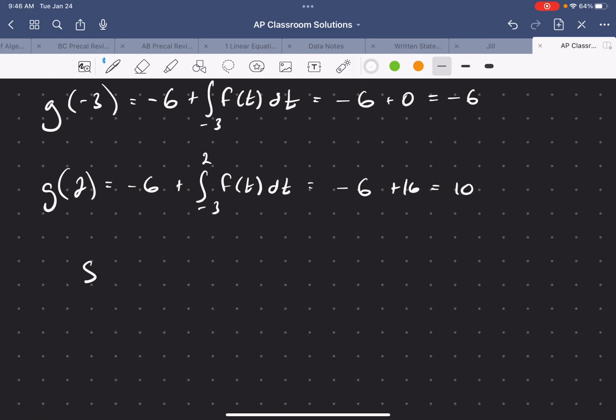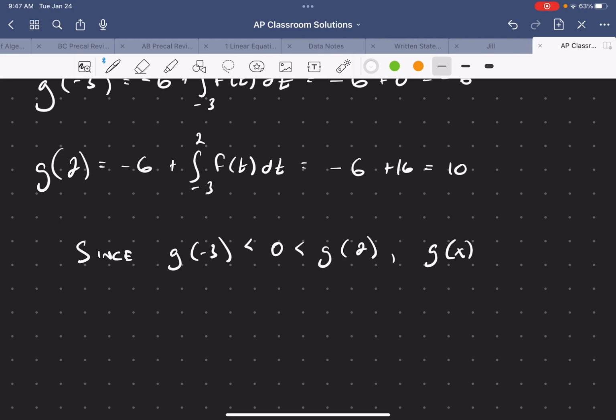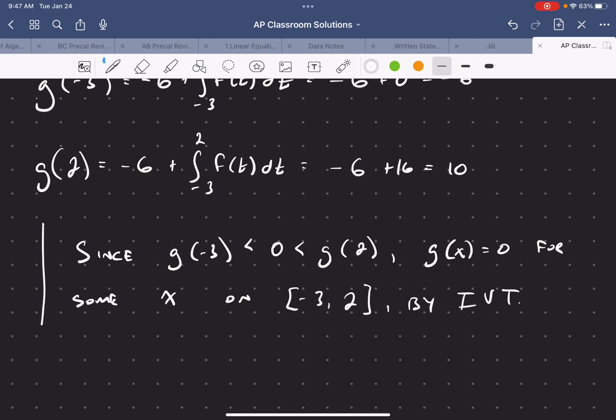So now we can pull all this together with a sentence. We can say since g of -3 is less than 0, so g of -3 was -6, that's less than 0, and that's less than g of 2, which we already showed was 10, that means that g of x equals 0 for some x on -3 to 2. And then you have to state the theorem that brings all this together, and so that is by the intermediate value theorem. And that right there is really your answer.